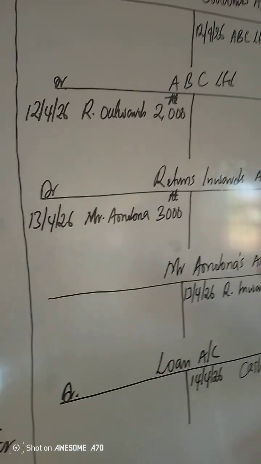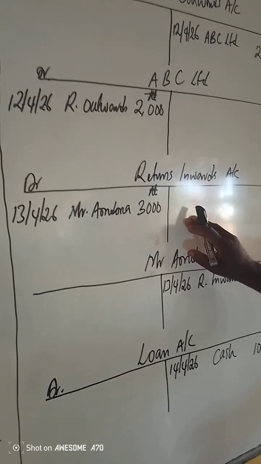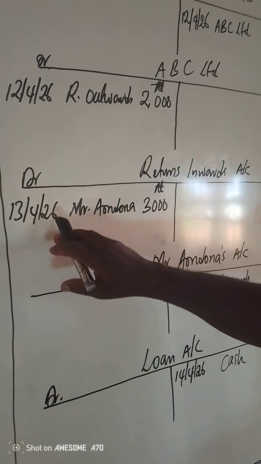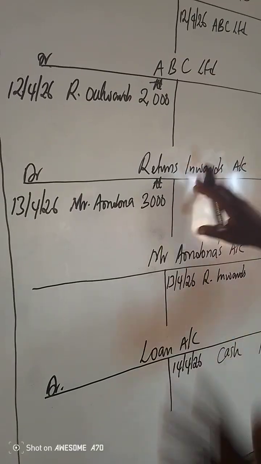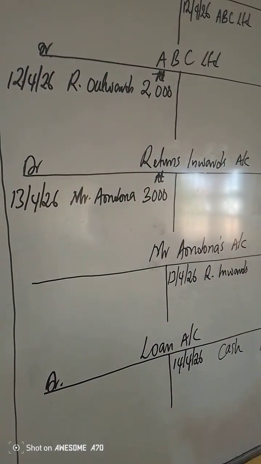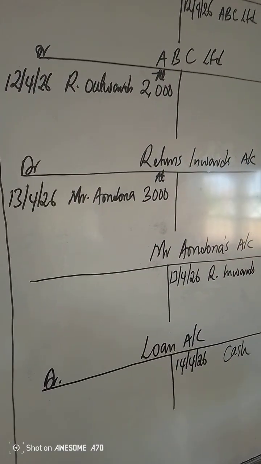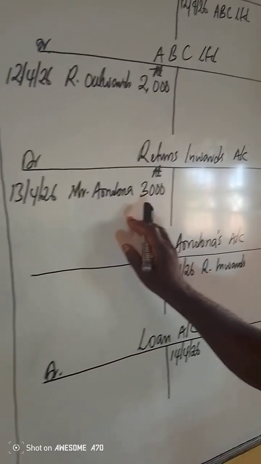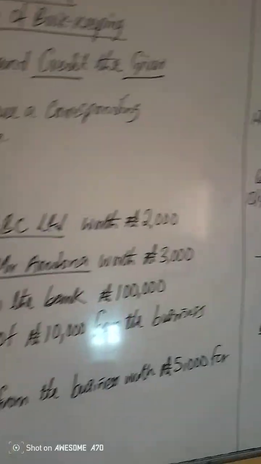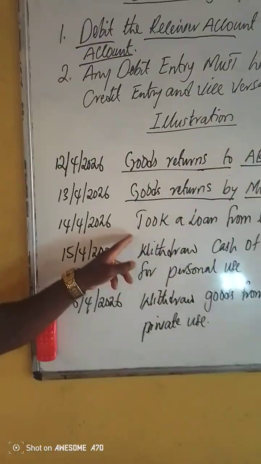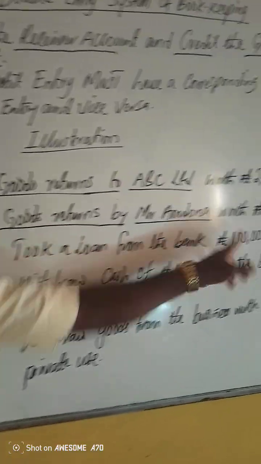They now come to the return inward account, which is the receiver account. On this faithful day, 13th of April 2026, return inward, which is the business that is receiving goods back from who? From Mr. Ondaka, 3,000. The giver account here is Ondaka, the receiver account is return inward. The next transaction: took a loan from the bank, 100,000.